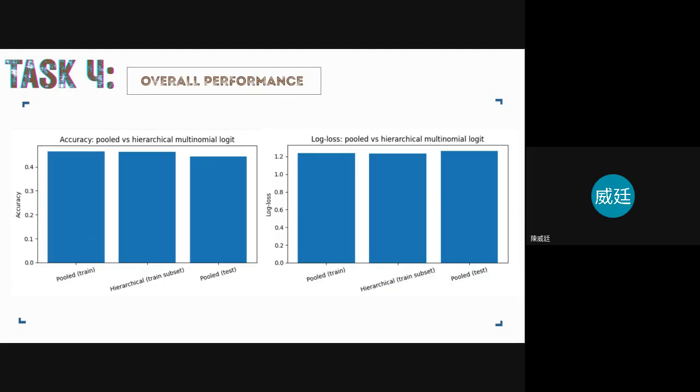So in terms of average performance, the hierarchical model does not magically give much higher accuracy. Both models perform quite similarly, which is reasonable because they use the same covariates. And the hierarchical structure mainly adjusts the group-level effect and the uncertainty, rather than simply boosting the accuracy number.